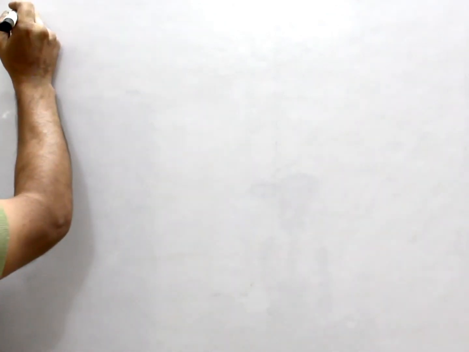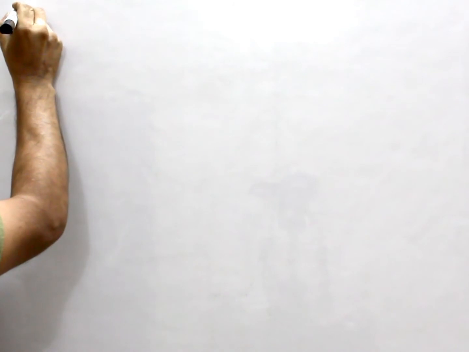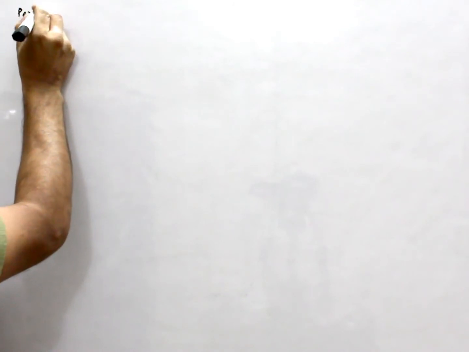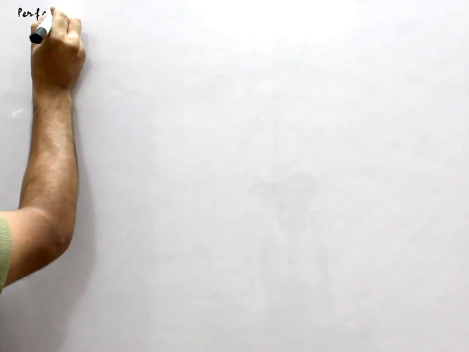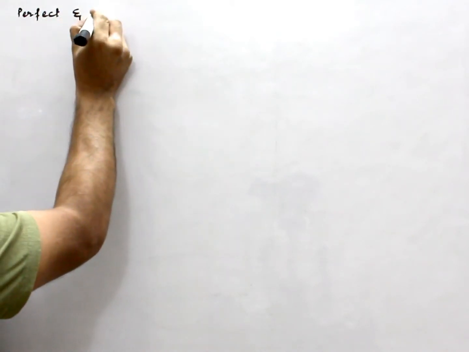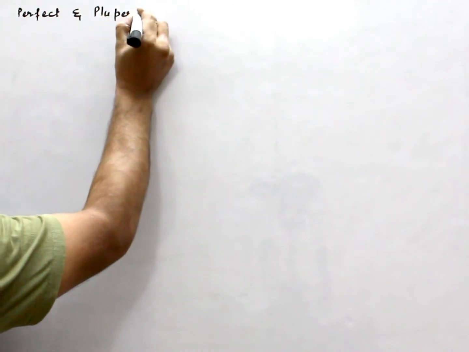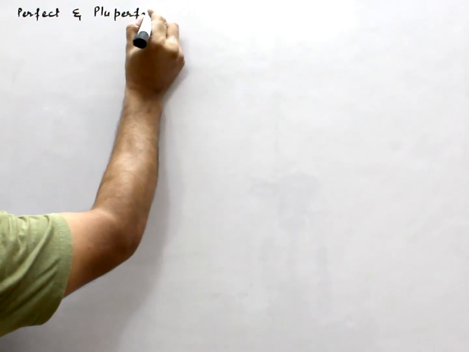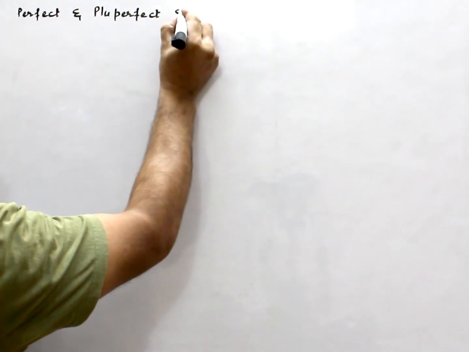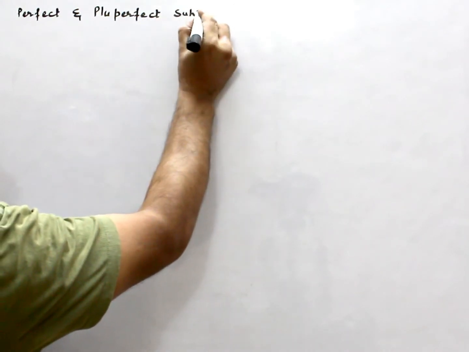In this chapter, we do perfect and pluperfect subjunctive. Perfect and pluperfect subjunctive.